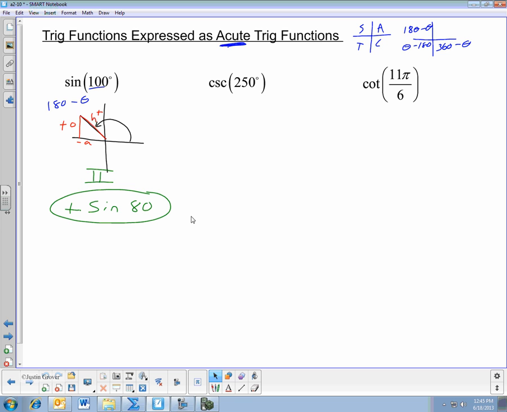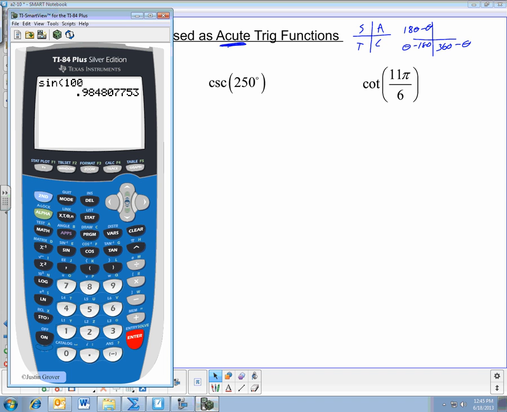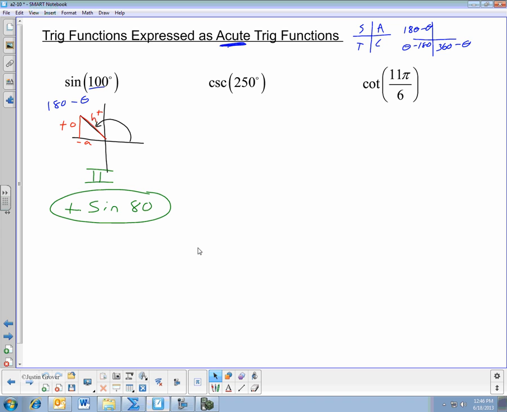We're going to get to the point where we actually convert that to an exact value ratio, but for now we're just trying to convert it to an acute angle. And it's very easy to check. I typed sine 100 in here. Now let me type in positive sine 80, my answer. I don't need to type anything for the positive because when you don't put something, it's positive. So that's positive sine 80, and I see that they match. They're the same thing. So it's really easy to check your answers here to know you're right. You should always check your work.